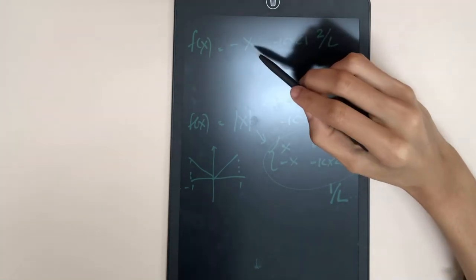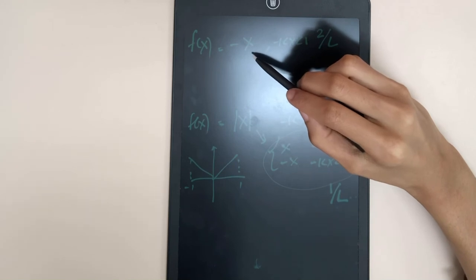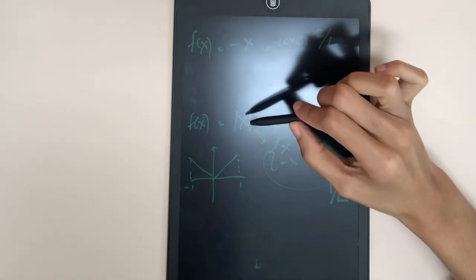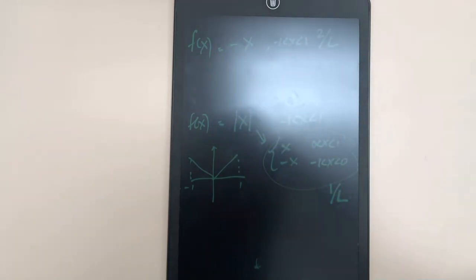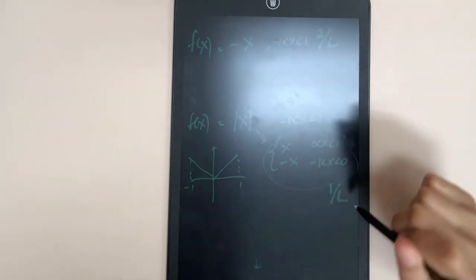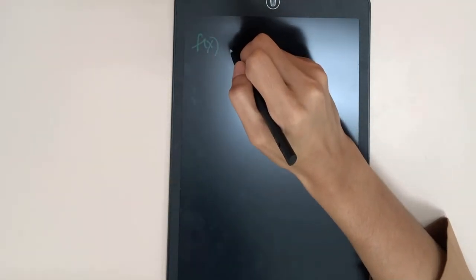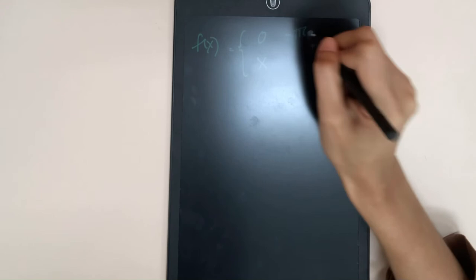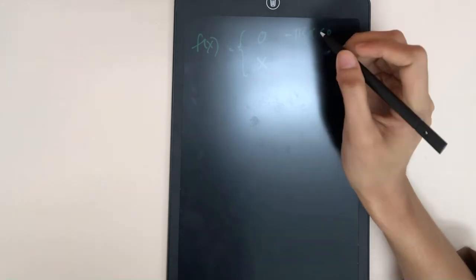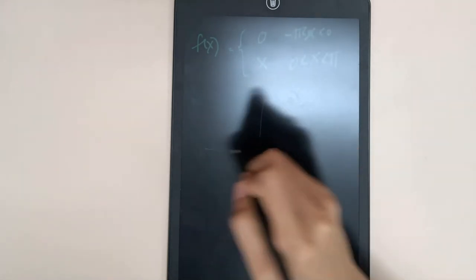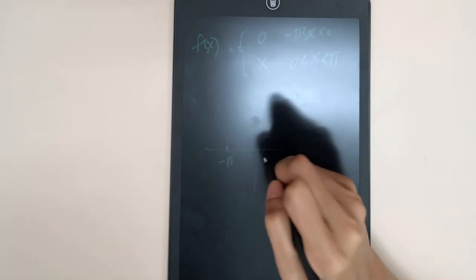If you get a question and it has only a single function, that means you use 2 over L. If you have more than 1, meaning 2 and above functions, we will use 1 over L. The last example I show you in the video is a nadir function. The question gives the function as 0 from negative pi to 0, and x from 0 to pi.